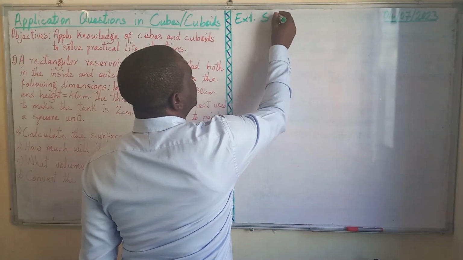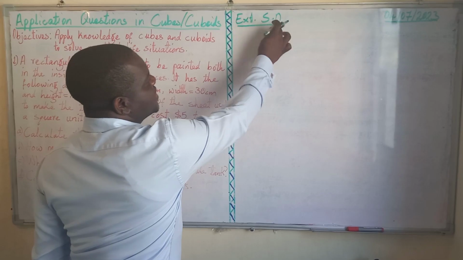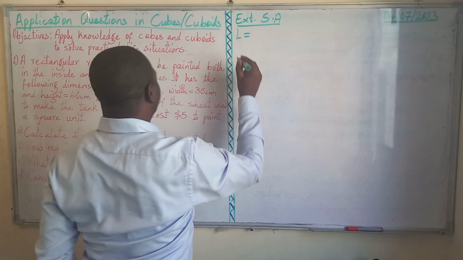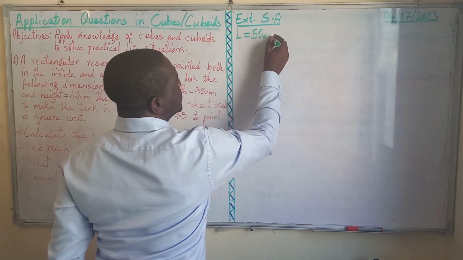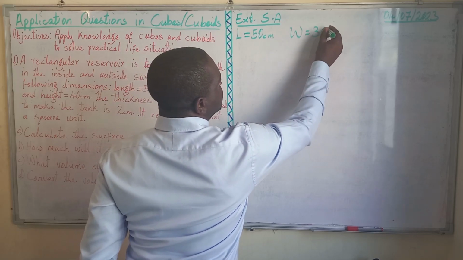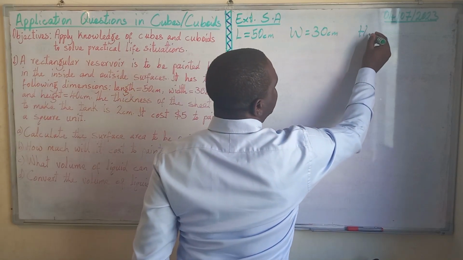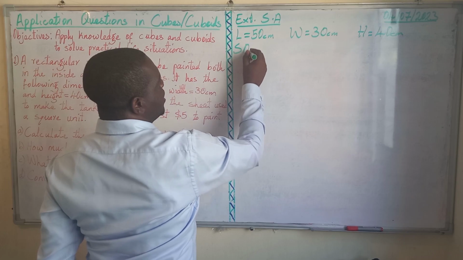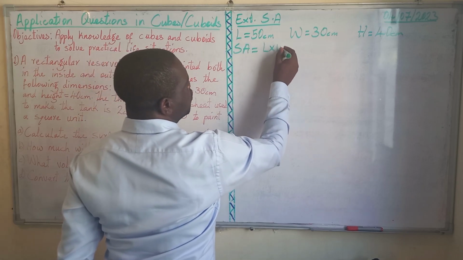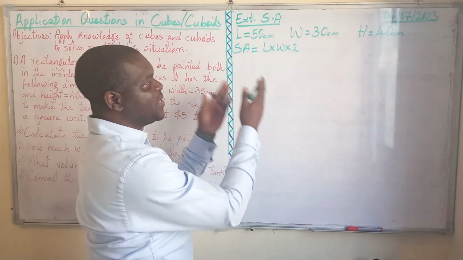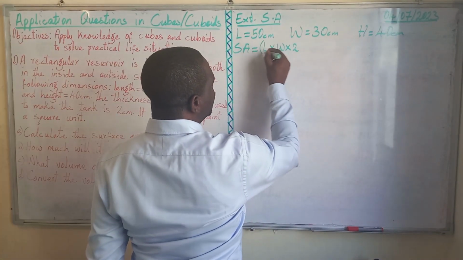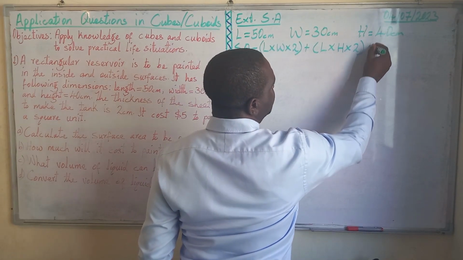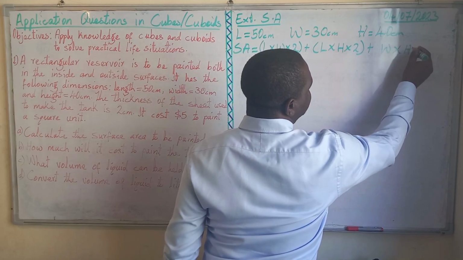Now let's start from the external surface area of the tank. Permit me to write external surface area in short as XSA. Length of the external is given here clearly, 50 centimeters. Width is 30 centimeters. And the height is 40 centimeters. The surface area is equal to length times width times 2, plus length times height times 2, plus width times height times 2. We'll not emphasize on this because we learned about this already.